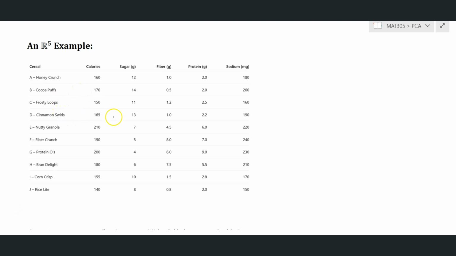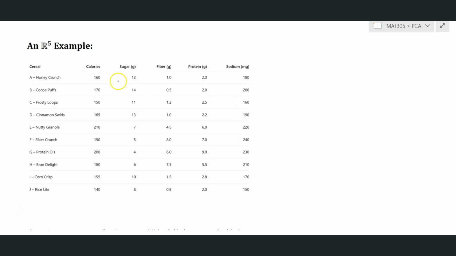So like Cinnamon Swirls, we see that has a higher sugar content, as well as Cocoa Puffs. And we can also see that they have relatively lower fiber than some of the other ones that don't have as much sugar, right? We can see like Proteinos, they have a lot more fiber than Cinnamon Swirls or Cocoa Puffs. Also, we see maybe that the sodium is a little bit higher in some of those, although that's not really consistent because the Fiber Crunch has a lot more sodium.